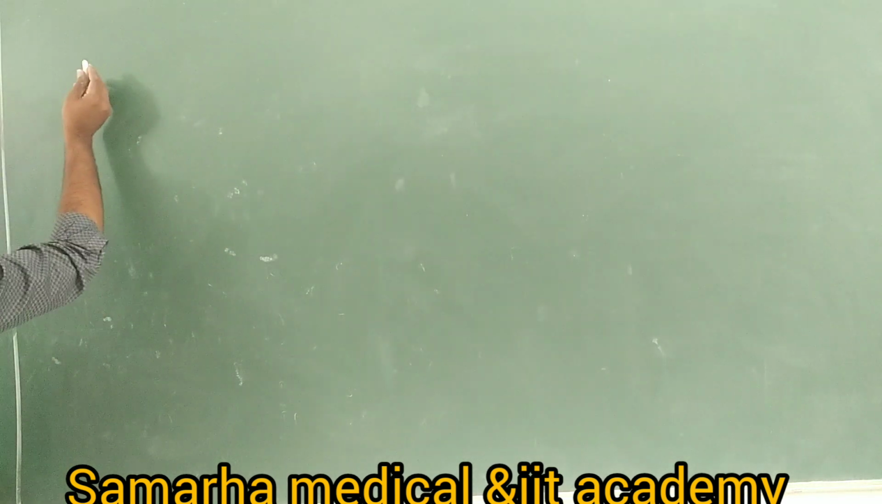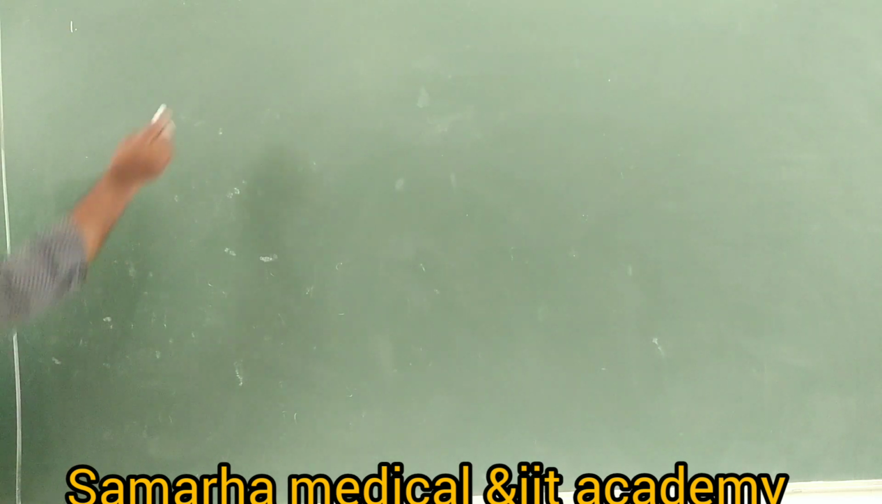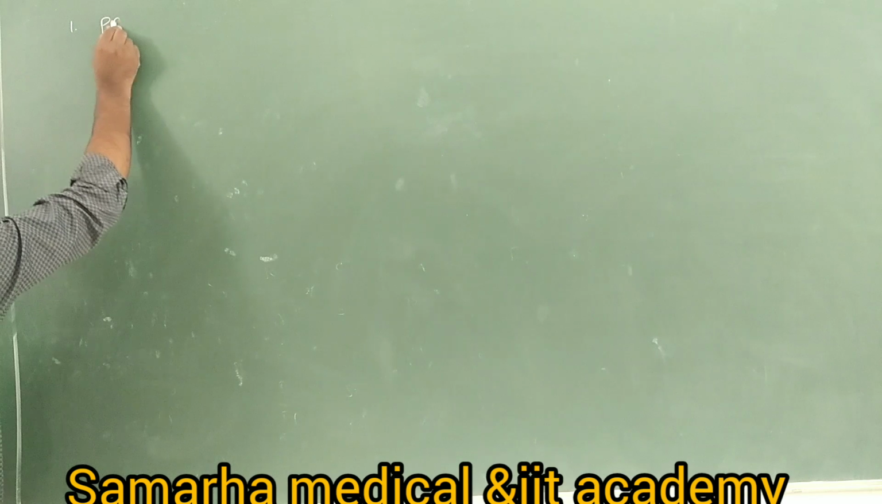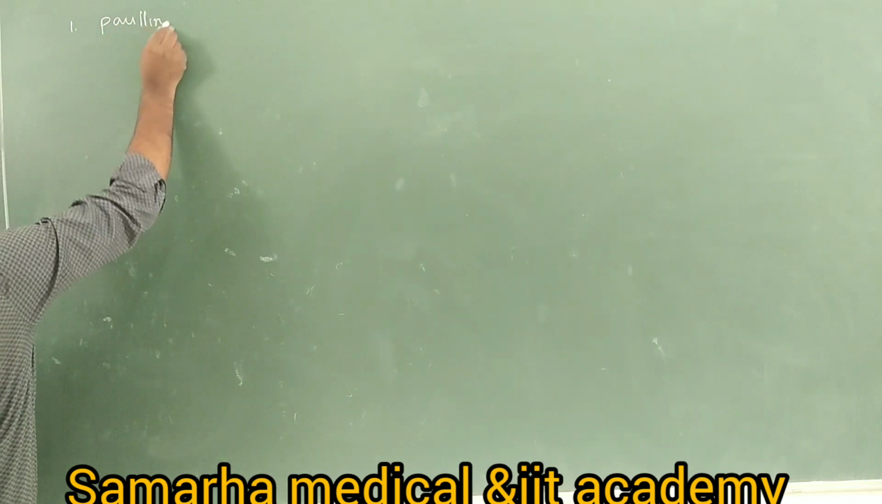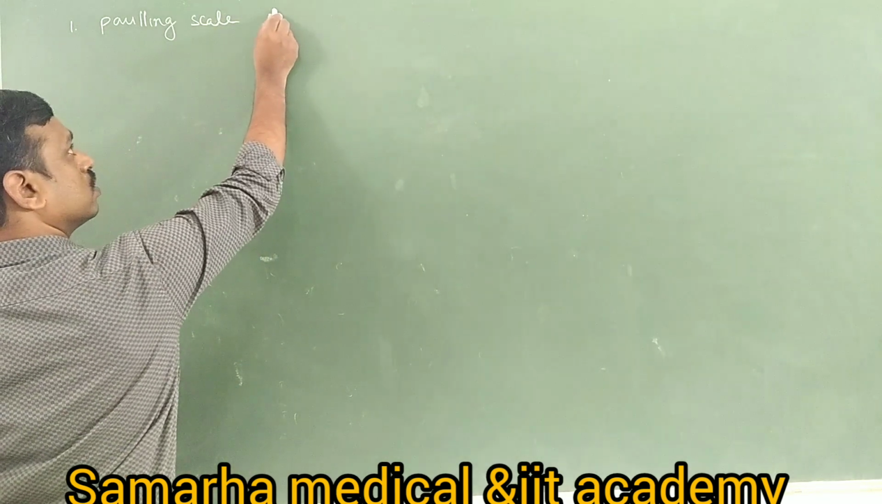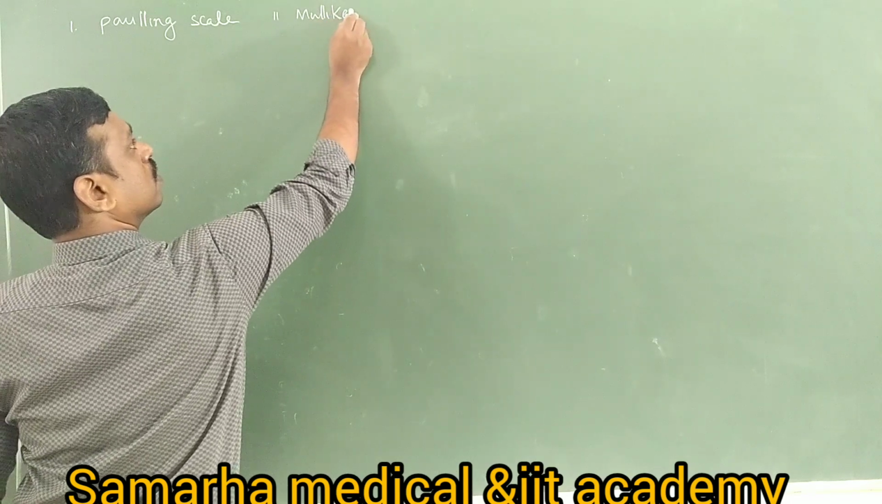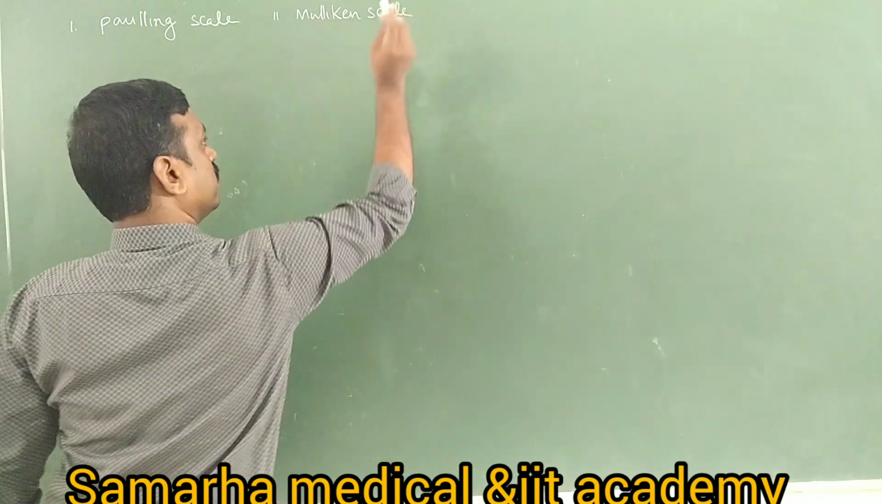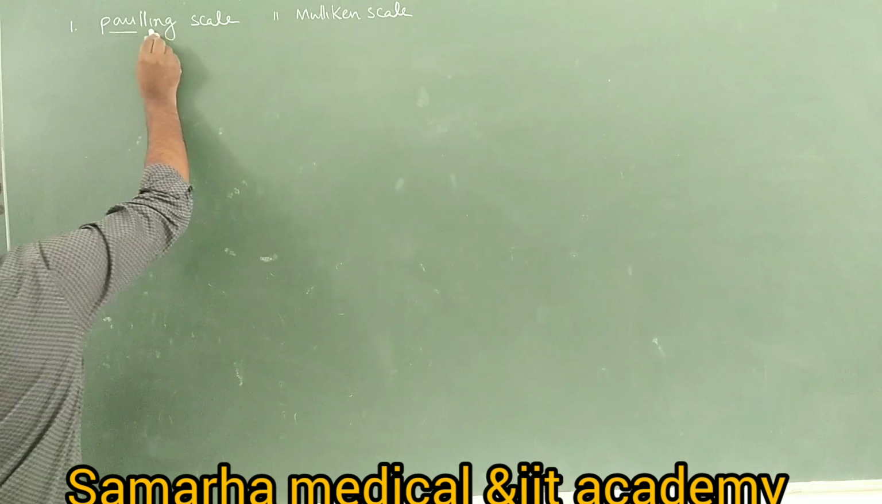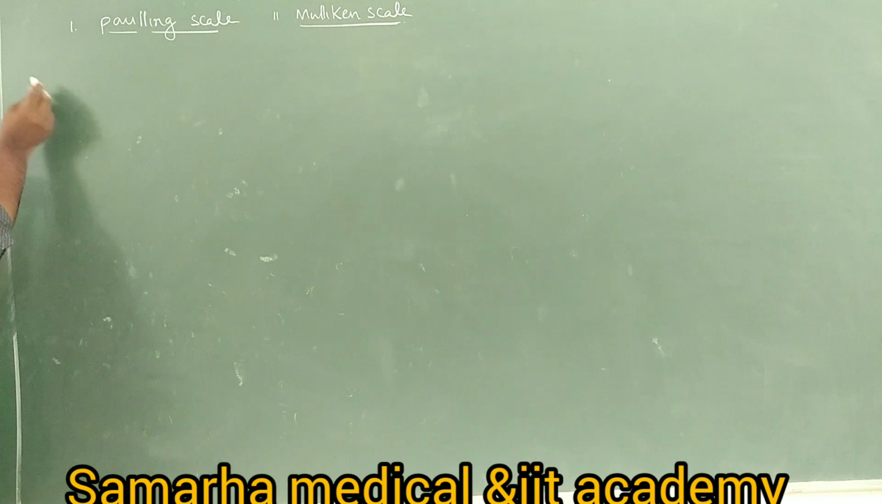Electronegativities can be measured by two methods. There are two methods to measure electronegativities. One, the Pauling scale. Second one is the Mulliken scale. By these two scales, we can measure the electronegativities. Let's see the Pauling scale first.